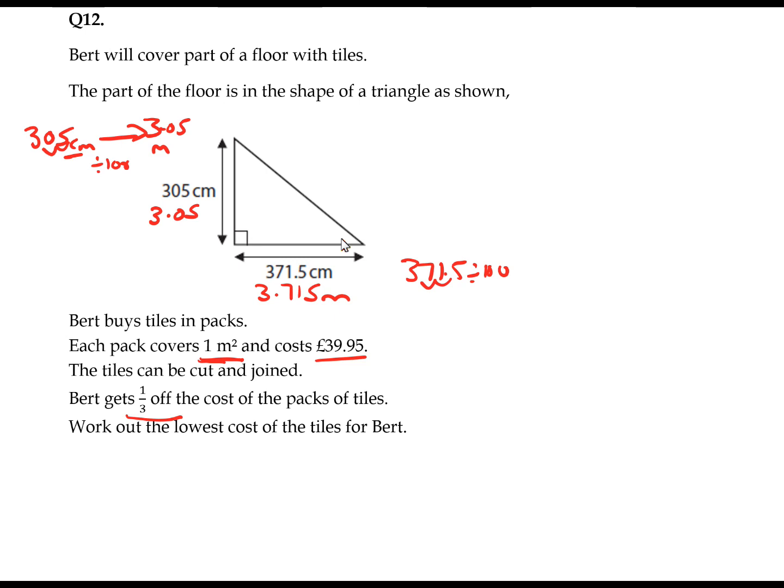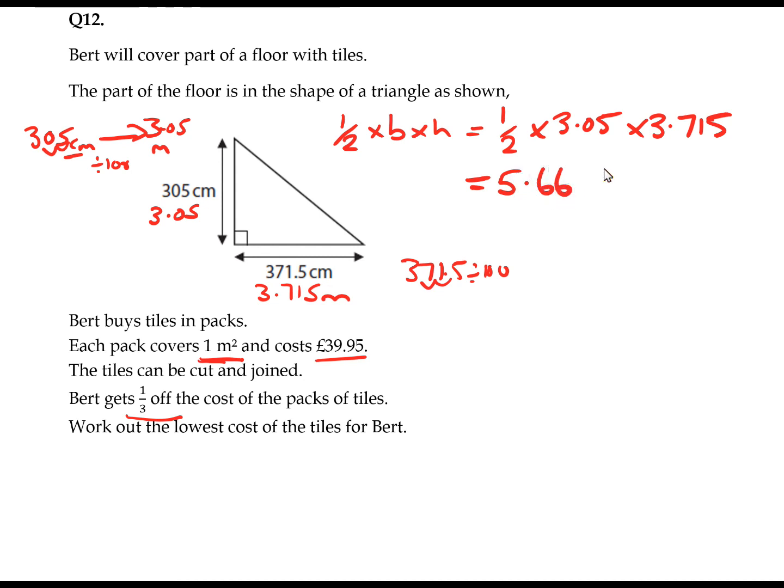Let's calculate the area of a triangle. So you should remember it's half the base times the height. So it's a half of 3.05 times 3.715. So let's put that in our calculator and see what we get. And we get 5.665375 meters squared as the area of our triangle.